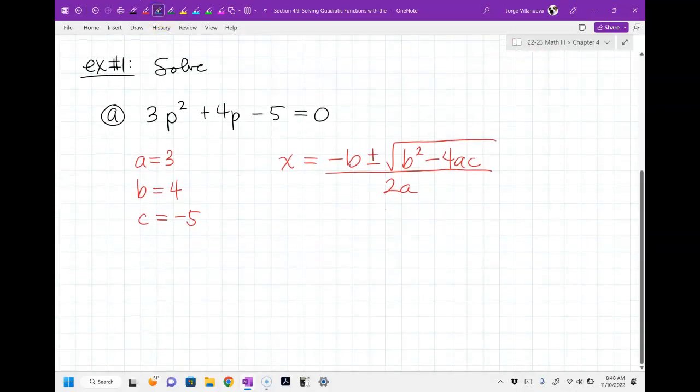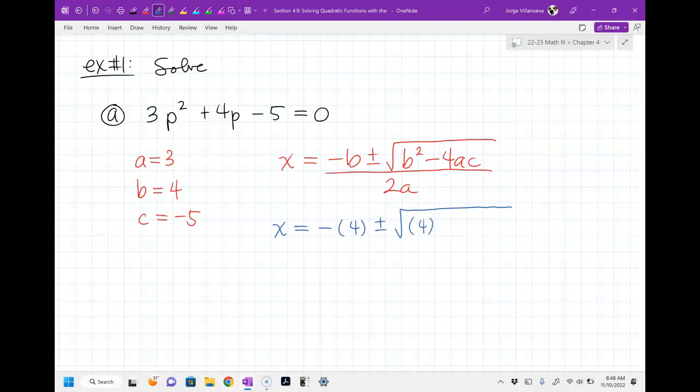Let's plug in the information. x is equal to negative b. b is 4, so negative 4, plus or minus the square root of b squared, that's 4 squared, minus 4 times a, which is 3, times c, which is negative 5, divided by 2 times a, that's 2 times 3.